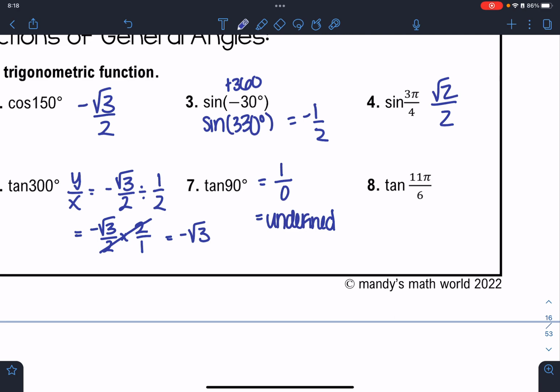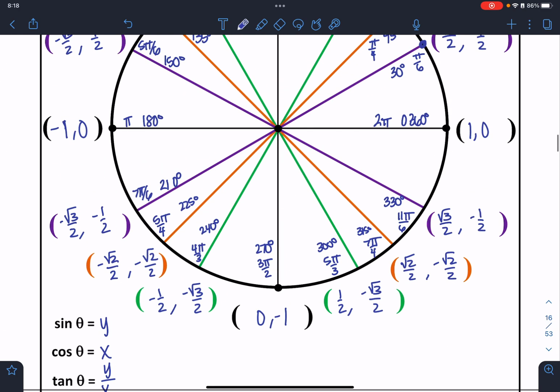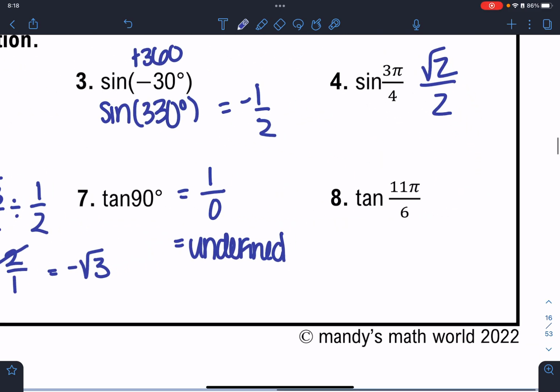And then tangent of 11 pi over 6. So we're going to 11 pi over 6, which is this line over here, the 330 degree line. Again, I'm going to stack my fractions on top of each other, or just divide them. We have y, which is negative 1/2, divided by root 3 over 2. So I can write that: negative 1/2 divided by root 3 over 2.